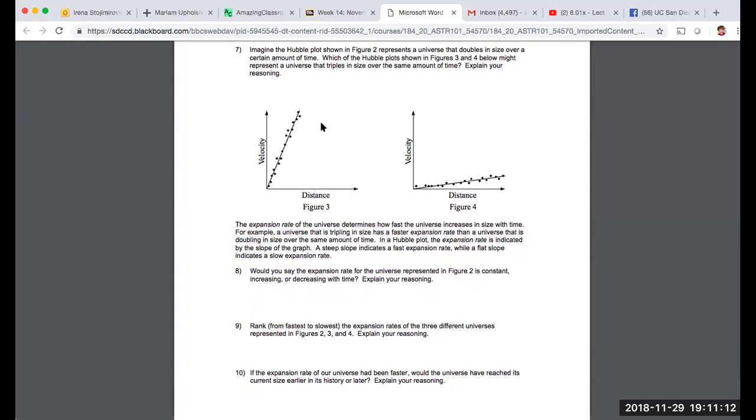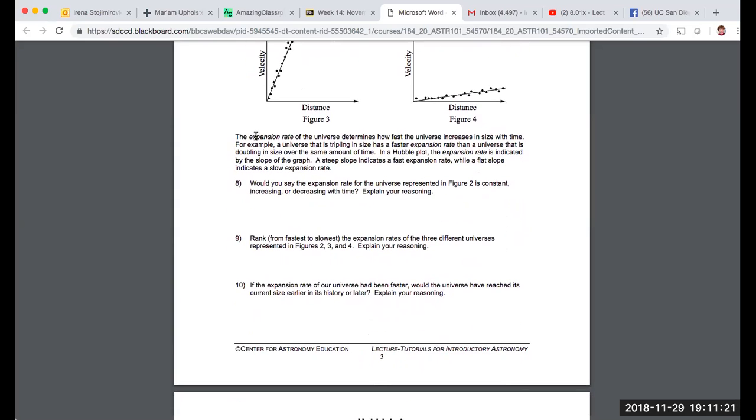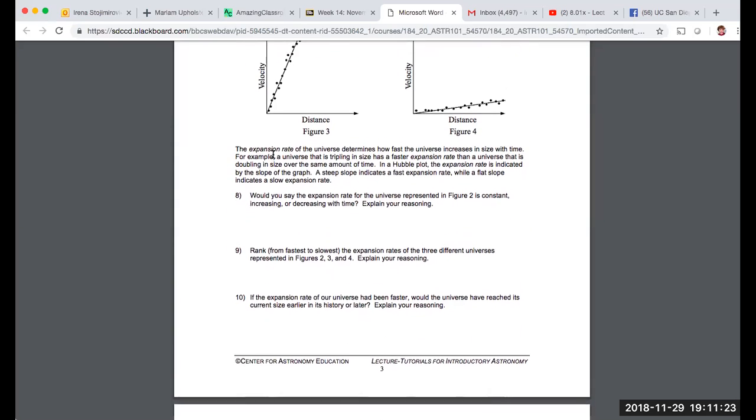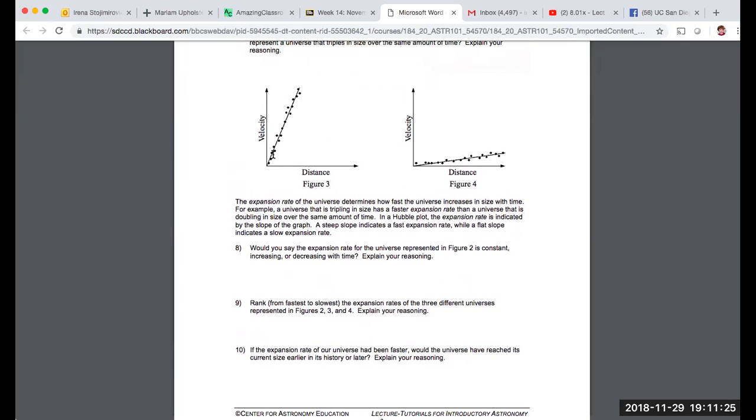So you can see that this type of graph can also tell you the expansion speed of the universe. Okay, and that is explained over here, related to these graphs, more mathematically. So you can read that, and then we can try to answer these questions.